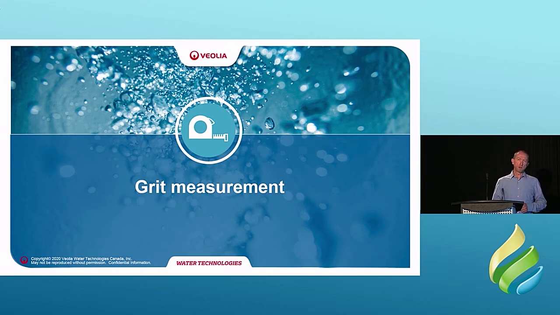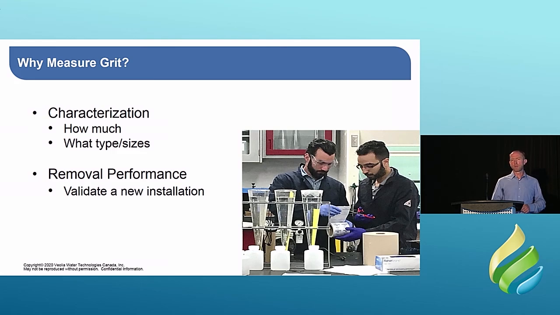And that leads into grit measurement. So why would you want to even think about measuring grit? There's really two reasons why you might do that. One is to get a sense of what's coming into your plant, a characterization study. How much grit do you have? What sort of grit do you have? Is a lot of it really fine? If you've got a lot of really fine grit, that might push you towards a different type of grit removal system versus if you just had larger grit. So a characterization study is one reason for measuring grit.